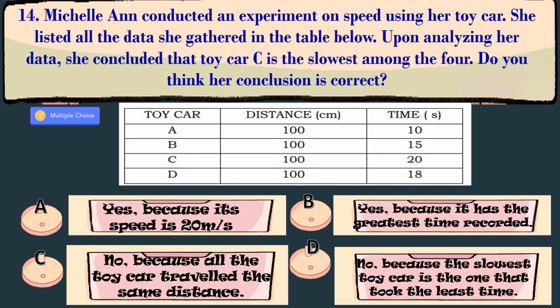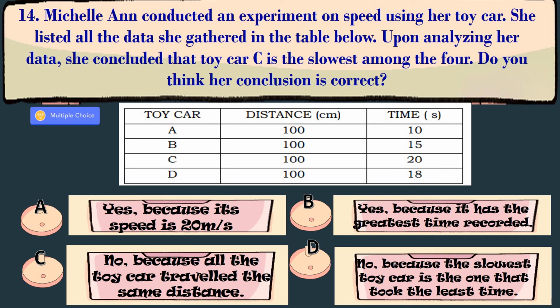Second to the last question. Michelle Ann conducted an experiment on speed using her toy car. She listed all the data she gathered in a table below. Upon analyzing her data, she concluded that toy car C is the slowest among the 4. Do you think her conclusion is correct? Toy car A, with a distance of 100 and the time in seconds is 10. Toy car B, with a distance of 100 centimeters with the time 15 seconds. Toy car C, with a distance of 100 and the time in seconds is 20. Or D, distance 100 centimeters with the time in seconds 18.